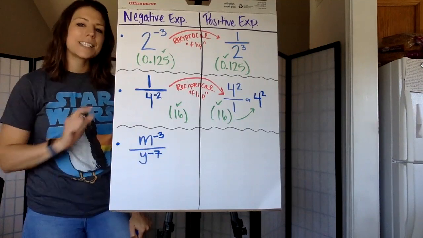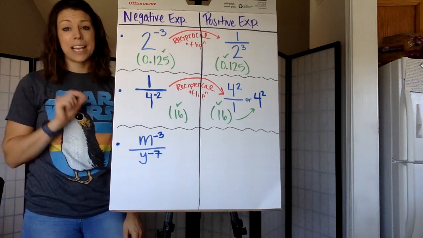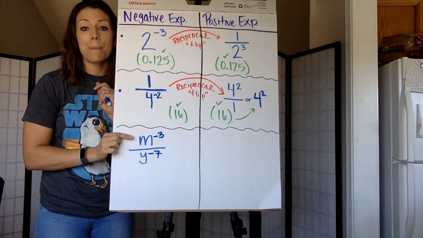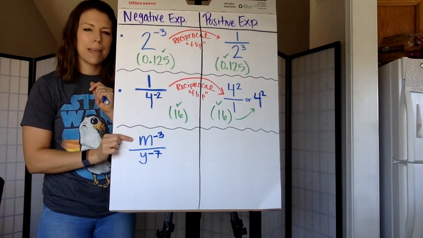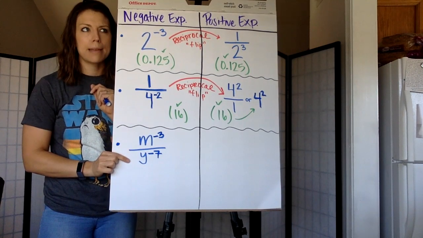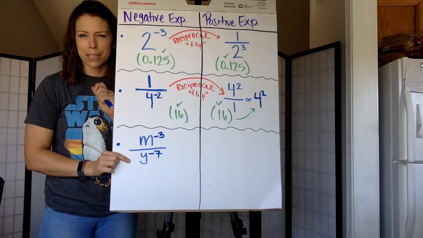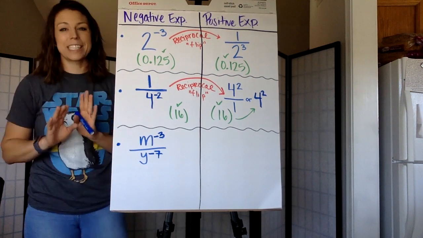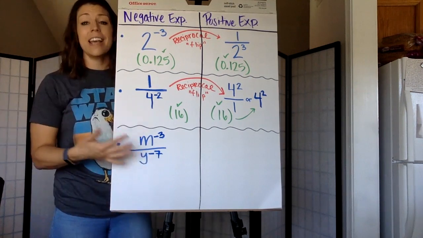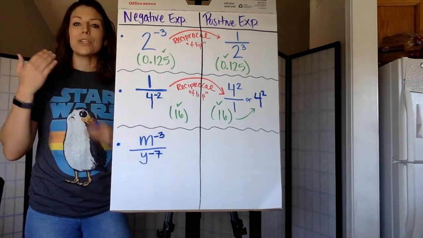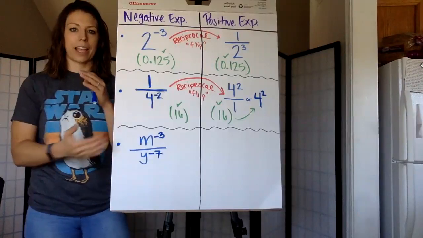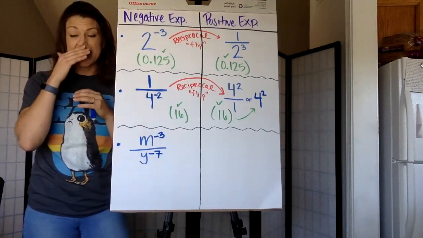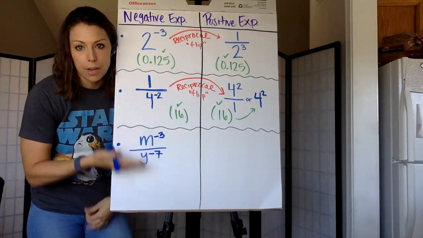No. Why is this not a quotient of powers? Because in a quotient of powers, you have to have the same base. Is m the same as y? Not the last time I checked. Nope, right? Definitely not. So this is not a quotient of powers. I know it's weird. It is a quotient and it has powers in it, but you can't apply a property here. I can't do -7 minus -3 or -3 minus -7 because these are different bases.